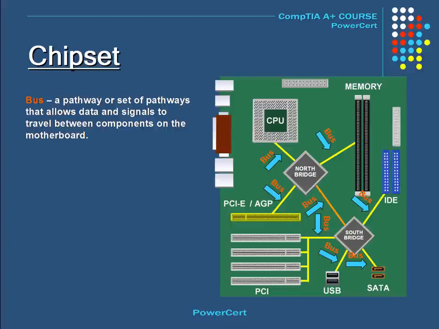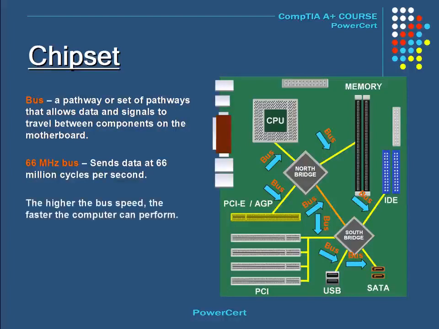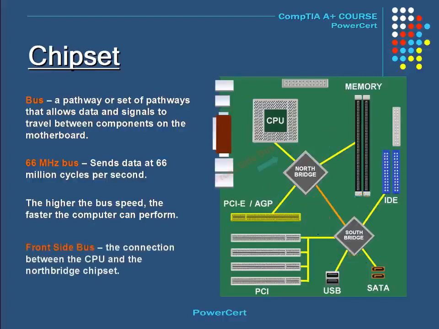So for example, if a bus speed is said to operate at 66 MHz, then that means that that particular bus can send data at 66 million cycles per second. The higher the bus speed, the faster the computer can send data, which improves the performance of the computer. A motherboard's bus speed generally refers to the speed of the front side bus. The front side bus is the connection between the CPU and the North Bridge chipset.